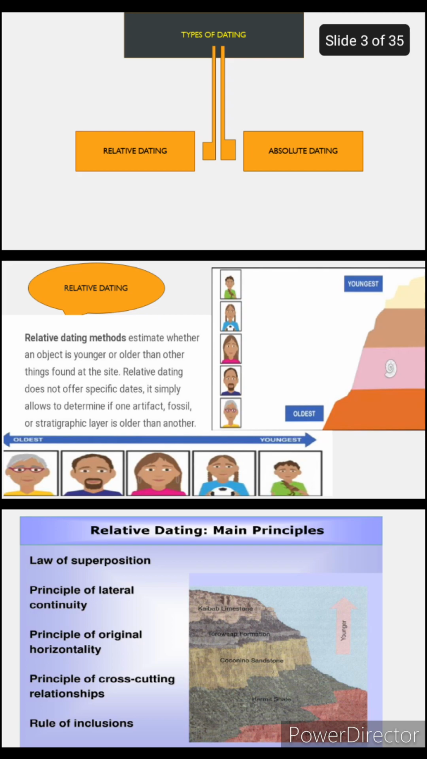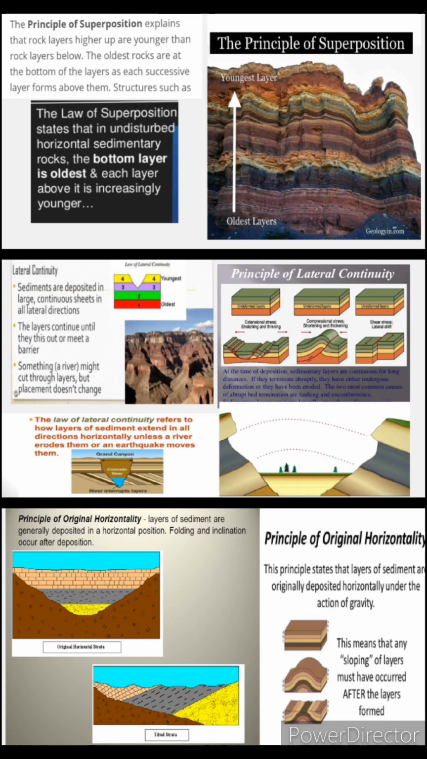Now, relative dating has several principles, but the five main principles are: law of superposition, principle of lateral continuity, principle of original horizontality, principle of cross-cutting relationships, and rule of inclusions. So first is the law of superposition.